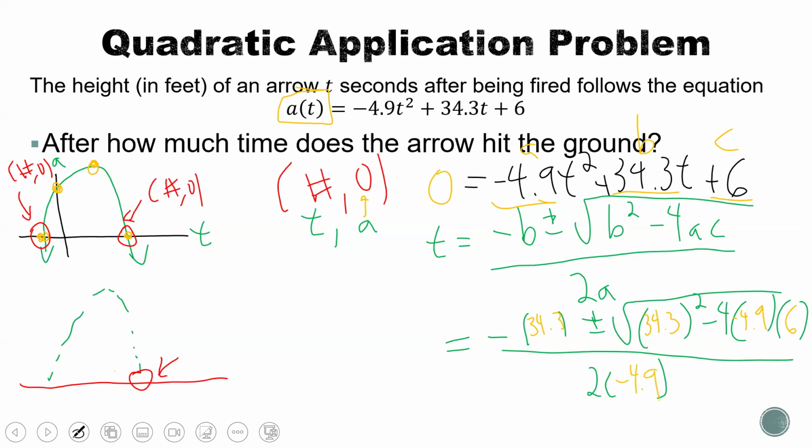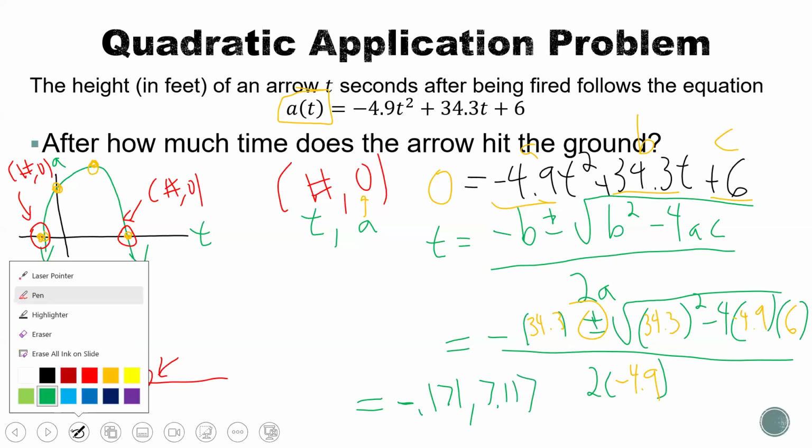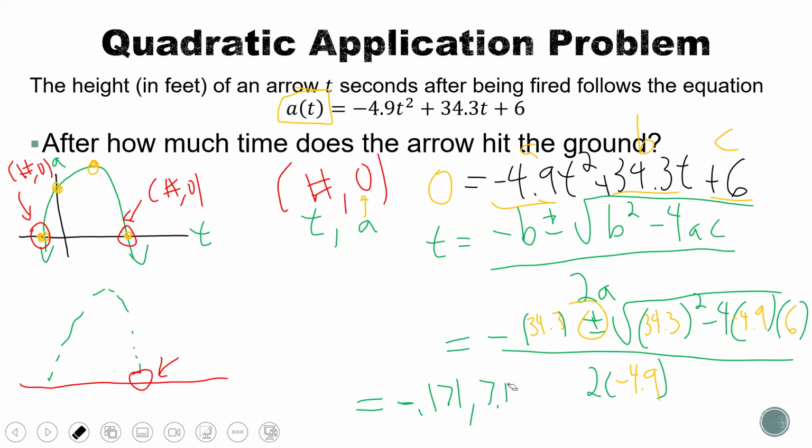Okay, and since there is the plus or minus, we need to do this calculation twice. Once with the plus, once with the minus. And again, with your favorite calculator software, you can check me on this, I believe we get negative 0.171 and 7.171. Okay, and now that we have that, see, there are 2 answers. However, the arrow is not going to hit the ground twice. So we need to figure out which of these 2 answers to use.